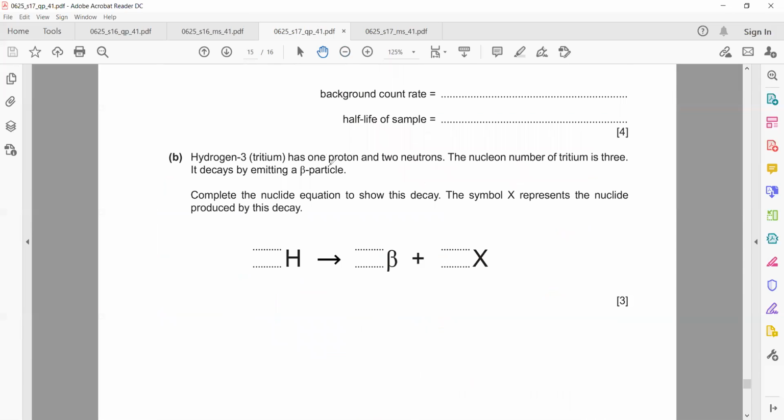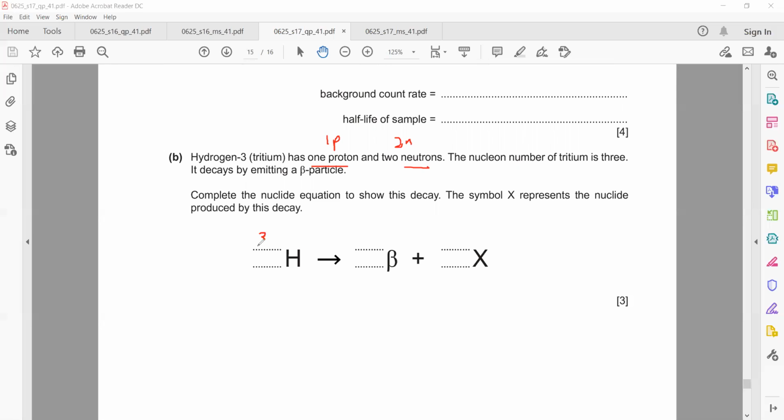Another equation which you have to complete is for a beta decay. Hydrogen 3, tritium, has 1 proton and 2 neutrons. The nucleon number is 3 and it decays by emitting a beta particle. Complete the nuclide notation to show this. So this is hydrogen. What number should I write at the top? What is the mass number of this isotope?